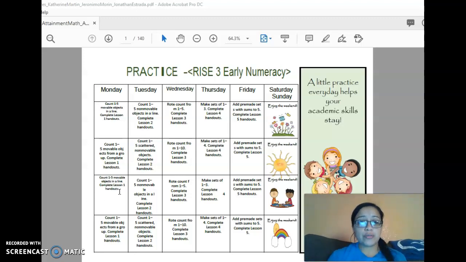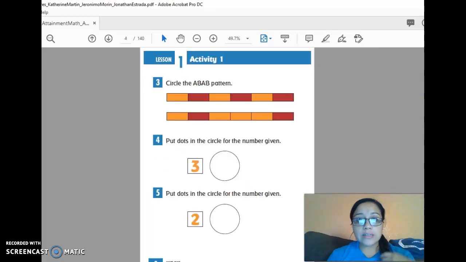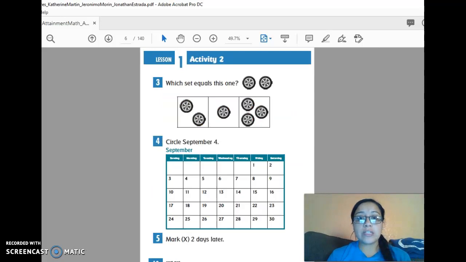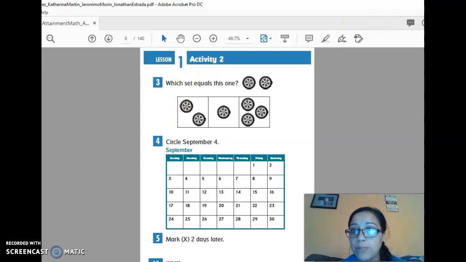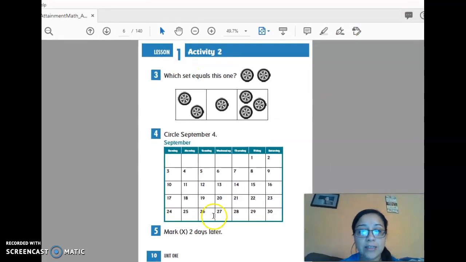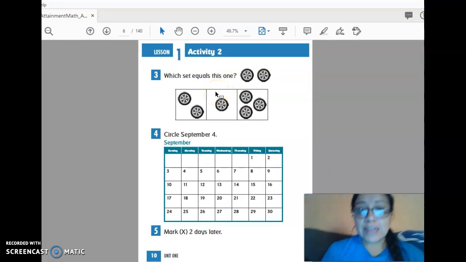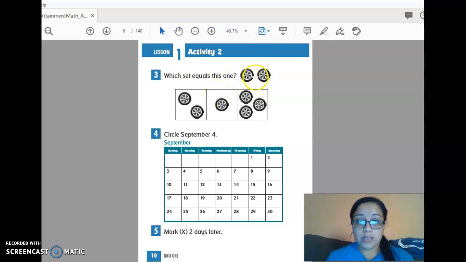So what we're going to do is go to our handout. Let's see. We already did these 2, so let's go on to this one. This is actually page 10. It says, which set equals this one? So how many tires are there? There's 2. So let's count. Get ready. 1, 2.